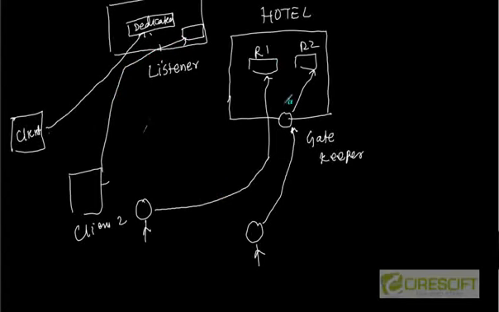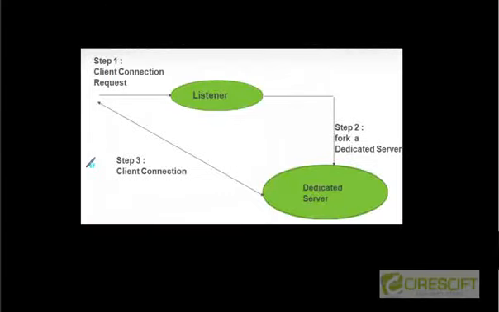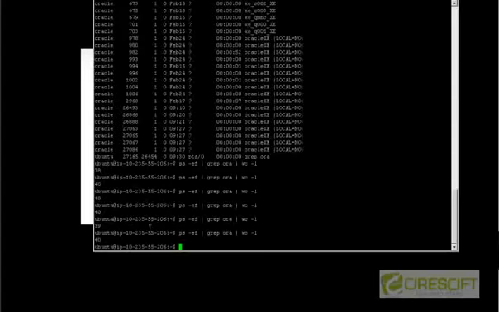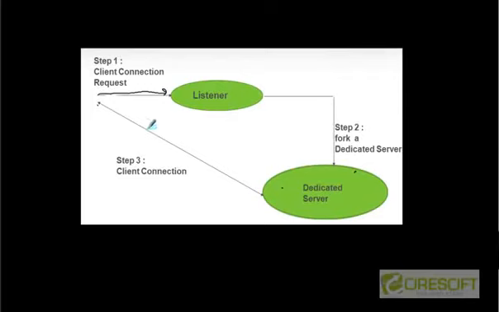Okay, so if this is the case, I just want to show you a better diagram. In step 1, a client connection comes, and then the listener, in step 2, is going to fork a dedicated server process, and the client is going to directly talk to the dedicated server. This is why each time you start a new client, your number of processes increases by 1, and whenever you disconnect or quit, this dedicated server is cleaned up by the listener, or it is done by some other processes.